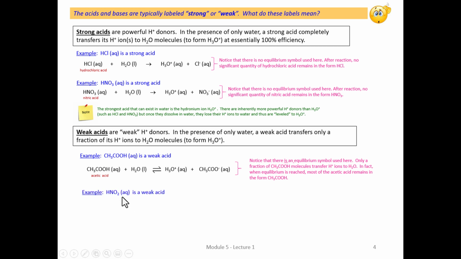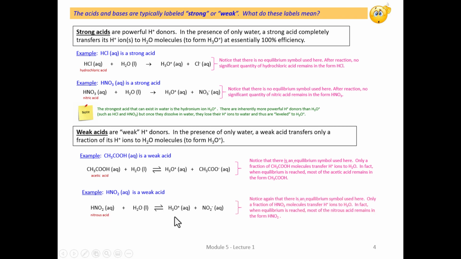Nitrous acid, now remember I'm saying nitrous, not nitric, is a weak acid. If I wrote an ionization for that in water, for nitrous acid, we use an equilibrium sign because the reaction does not go to completion. And we say that when this reaches equilibrium, only a small fraction of the nitrous acid molecules transfer H+ ions to water. So when equilibrium is reached, most of the nitrous acid is in the unionized form here. So this is a weak acid.